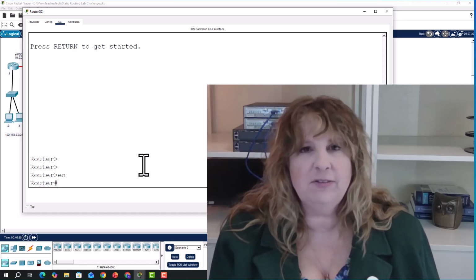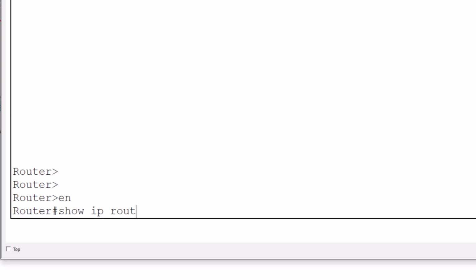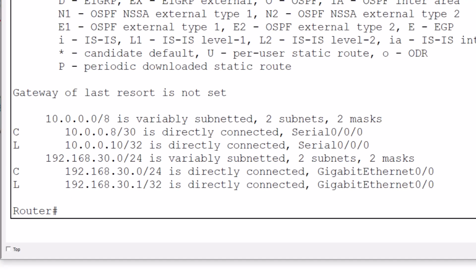Let's first of all just show IP route and verify. There's no static routes in here, so it's not going to work to get to any other networks. So, if this router receives a packet for any other network besides these two directly connected networks that are showing up in the routing table, it's just going to drop the packets.